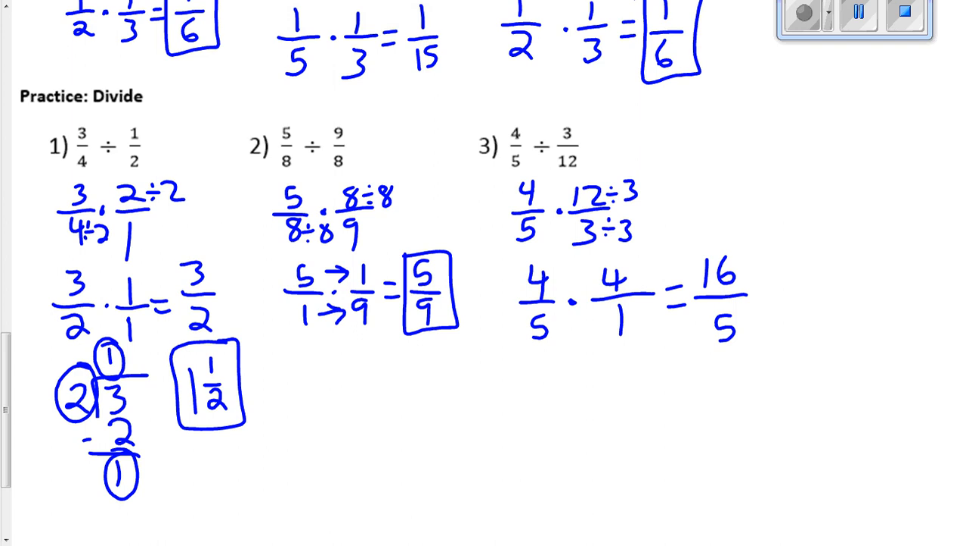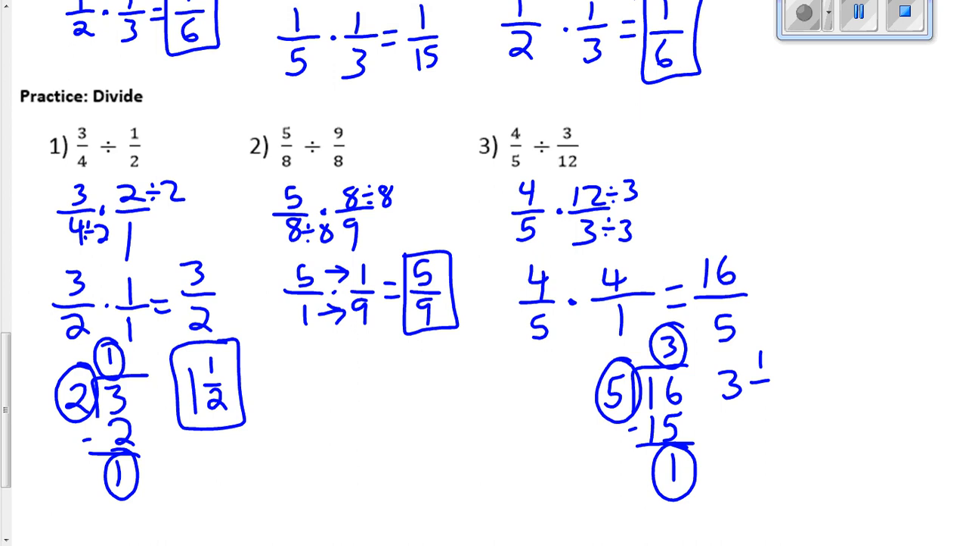So 16 divided by 5. 5 is on the outside, 16 on the inside. 5 goes into 16 3 times. 5 times 3 is 15. Subtract, and you have 1 left over. So the whole number is 3. Fraction bar. Your numerator is 1. Your denominator is 5.